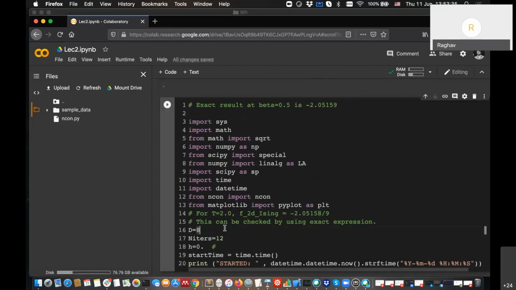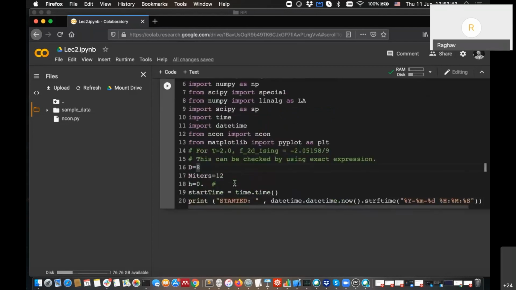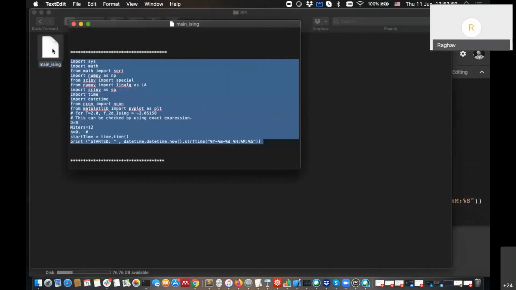So at any given step, 8 to the 4 will be the maximum number of elements in that tensor. That is what this D stands for. These are the preliminary things. To note the time it takes, I just write this command, which will print the start time and end time.